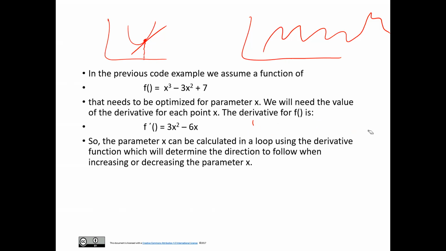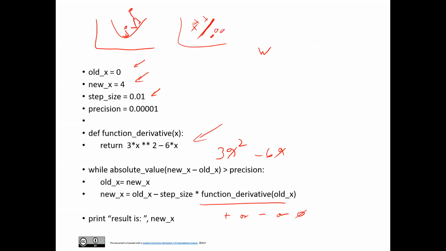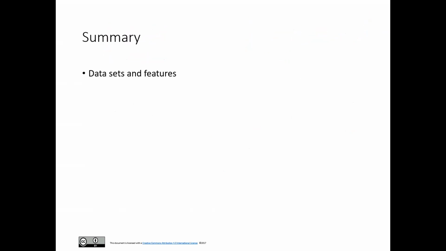All right, and then it's pretty standard. Then after that, you calculate the slope. So the parameter x can be calculated in a loop using the derivative function, which will determine the direction to follow when increasing or decreasing the parameter x. So that function, as I said, returns that, which allows you to increase or decrease the step size. And that's it. That is gradient descent.